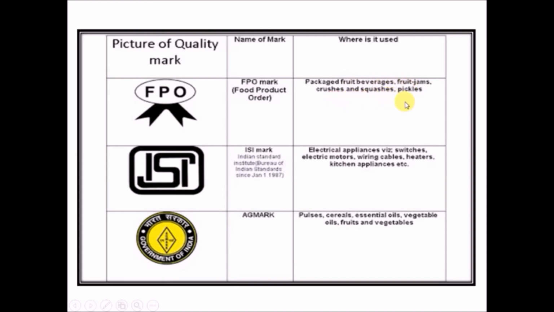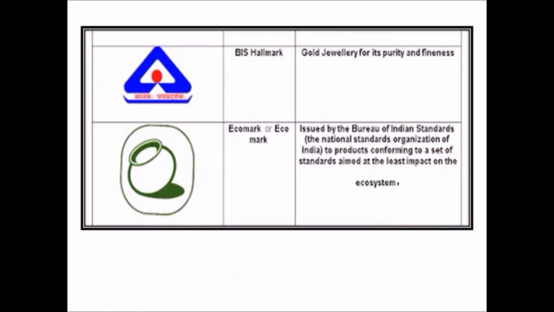crushes, squashes, pickles. Then this mark is ISI mark. You will find this on electrical equipments like switches, electric motors, wiring cable, heaters, kitchen appliances, etc. Then this mark is Agmark. This you will find on agricultural products like pulses, cereals, essential oils, etc. Similarly, this is again a mark.